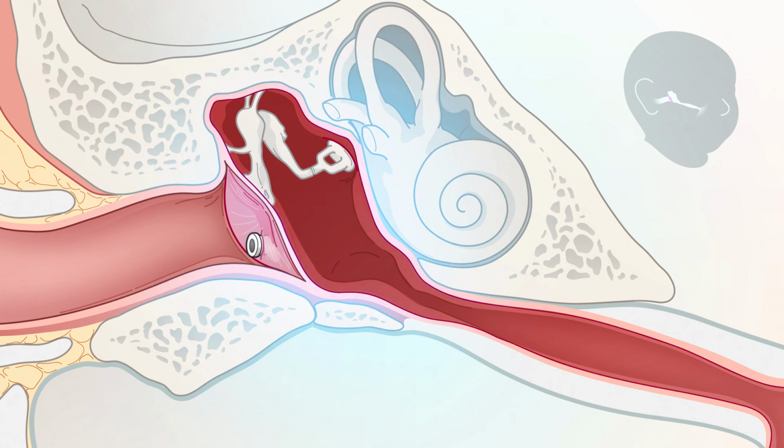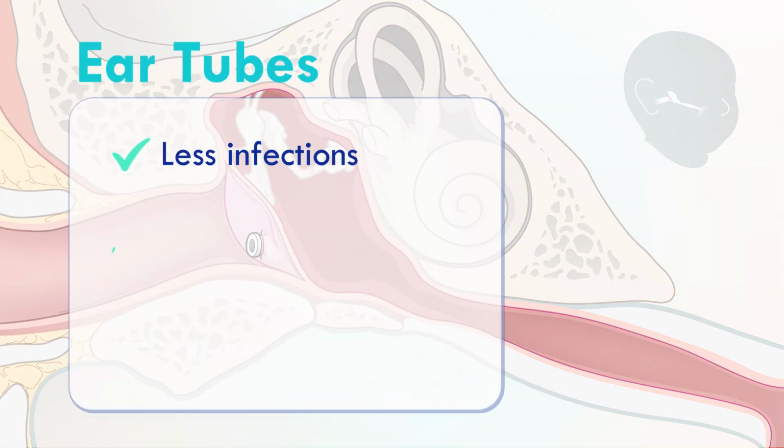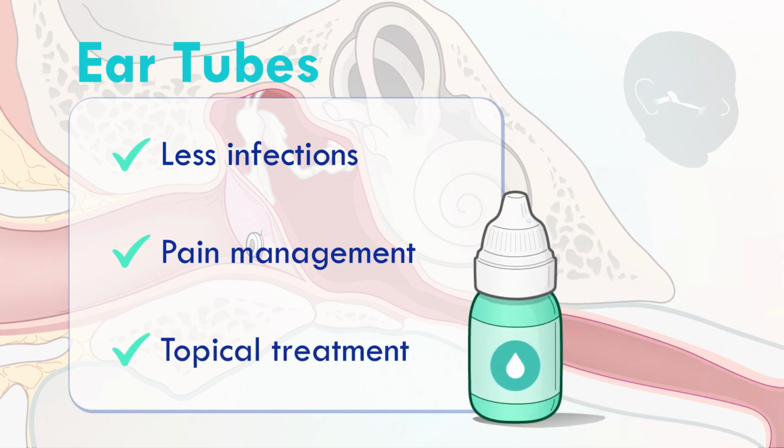Children with ear tubes typically have fewer ear infections and are better able to manage any infections they may get. With ear tubes, ear infections can be treated with topical antibiotic ear drops, avoiding the need for systemic antibiotics and their risks and side effects.